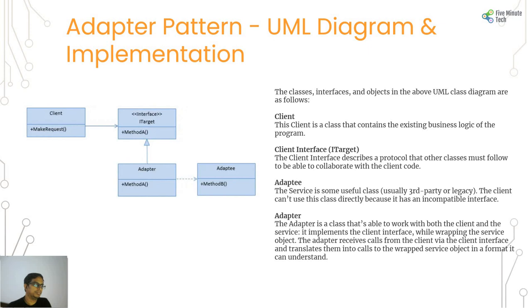Adapter pattern, UML diagram and implementation. So we have the client, the ITarget, the adapter and the adaptee. The client is a class that contains existing business logic of a program, whereas the ITarget interface describes a protocol that other classes must follow to be able to collaborate with the client code. The adaptee is a service or some useful class, usually third party or legacy. The client can't use these library classes because of an incompatible interface, and the adapter converts whatever is incompatible to a compatible version which can be consumed by the target.